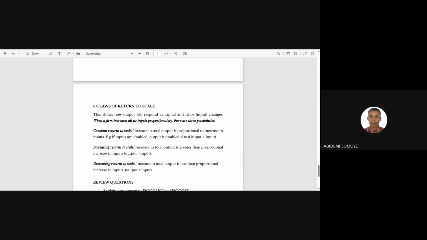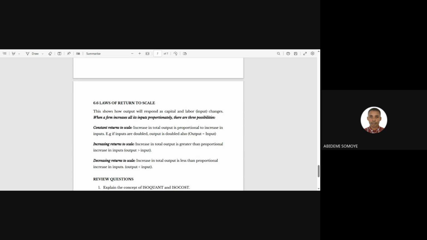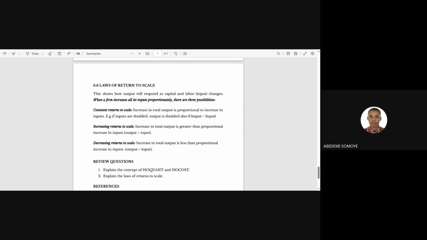Okay, I'm sure you already know that. Let's move on. Laws of returns to scale show how output will respond as capital and labor inputs change. When a firm increases all its inputs proportionately, there are three possibilities: constant returns to scale, increasing returns to scale, and decreasing returns to scale.